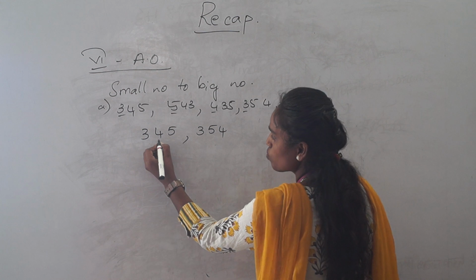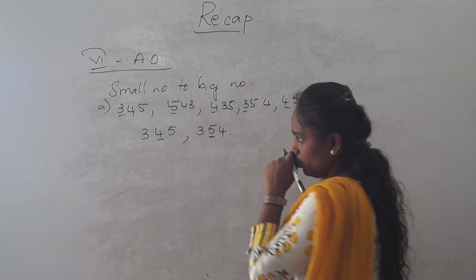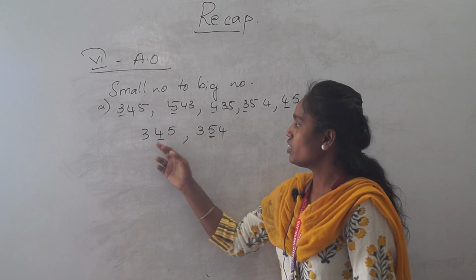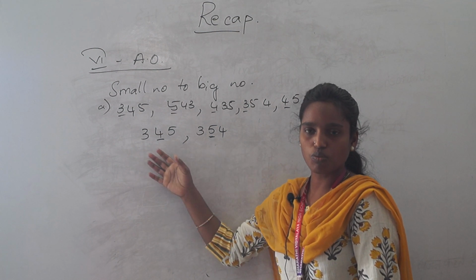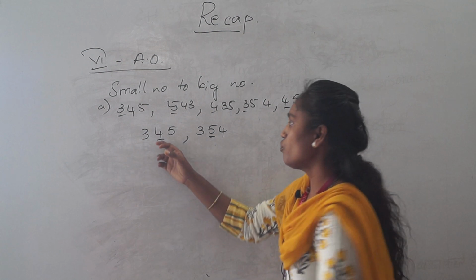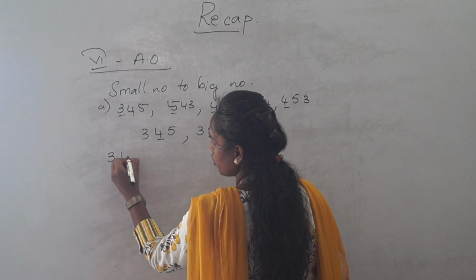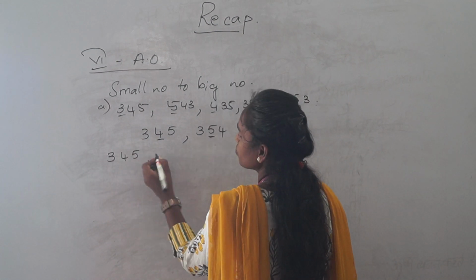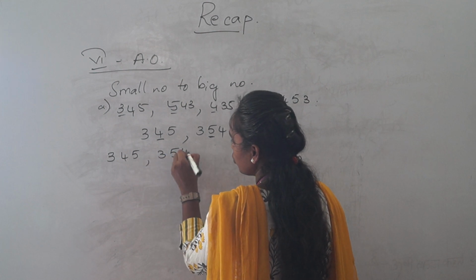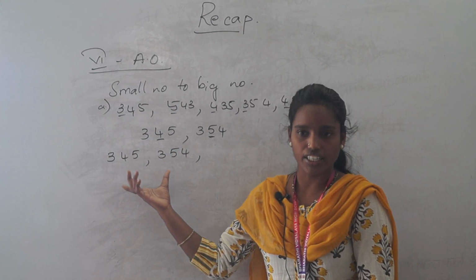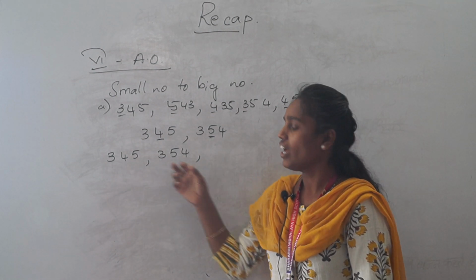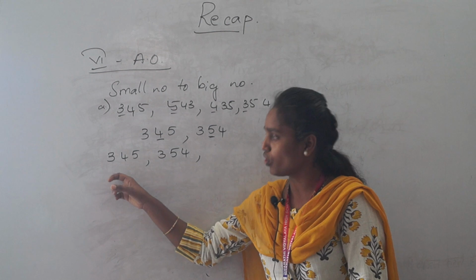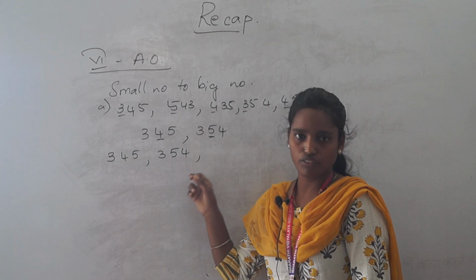So what is in the tens place? 4, 5. Here, which one is the smaller number, 4 or 5? Can I hear what is the smallest number? 4. So first you should write 345. Next 354. Why? Because we are writing ascending order. It means small to big. Here 4 is small and 5 is big. So we should write 345 first, and next is 354.